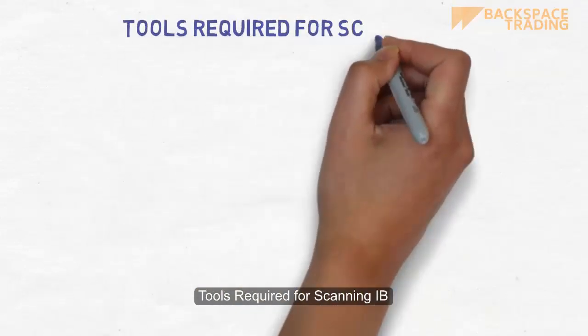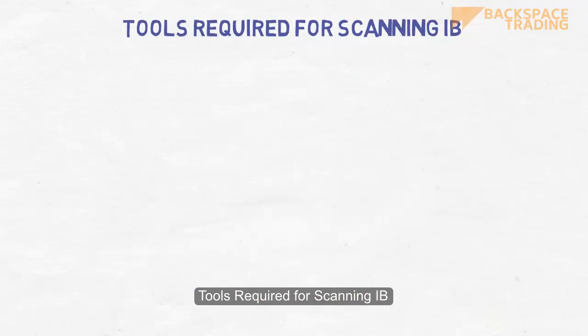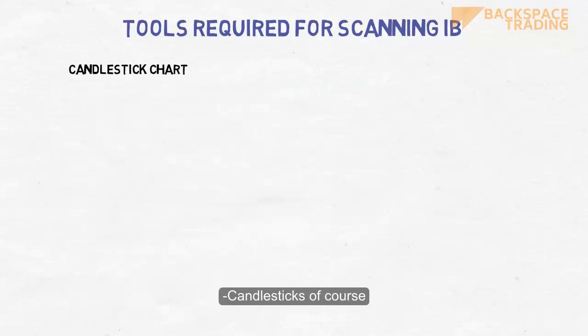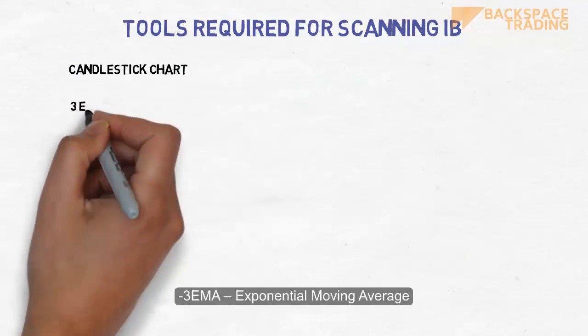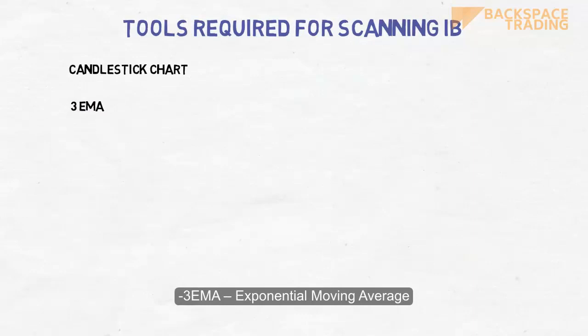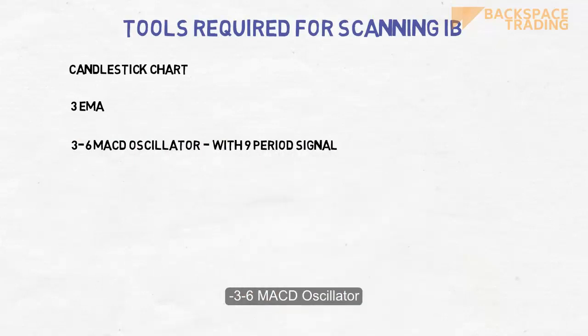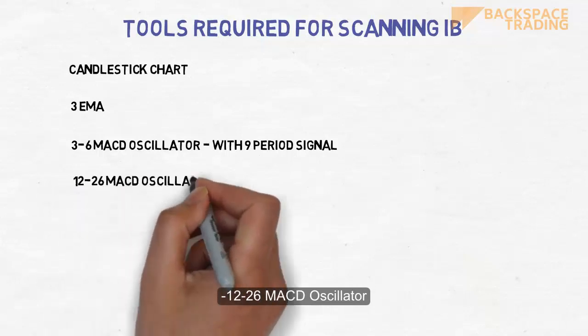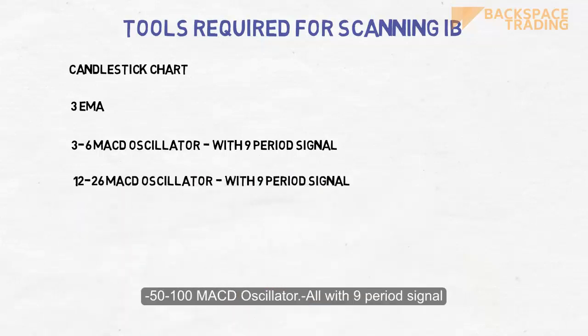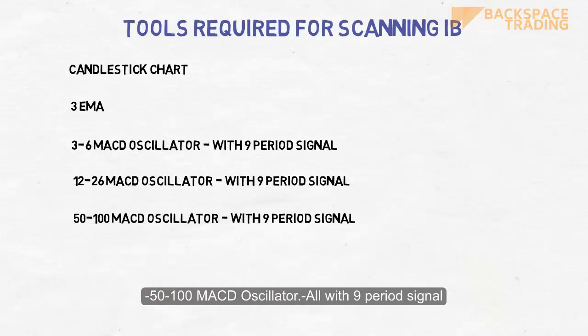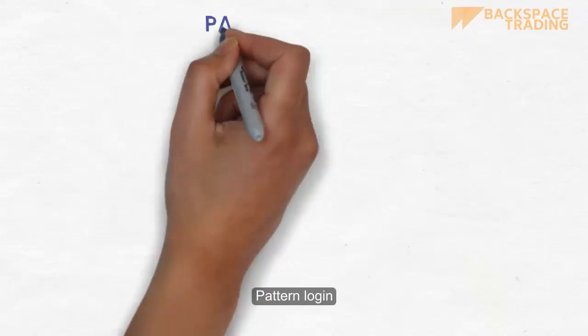Let's see the tools required for scanning inside bars. Of course, we need candlesticks, dudettes and dudes. Next would be 3 exponential moving average and 3-6 MACD oscillator, 12-26 MACD oscillator, 50-100 MACD oscillator, all of these 3 with 9 period signal. Now let's check the pattern logic.